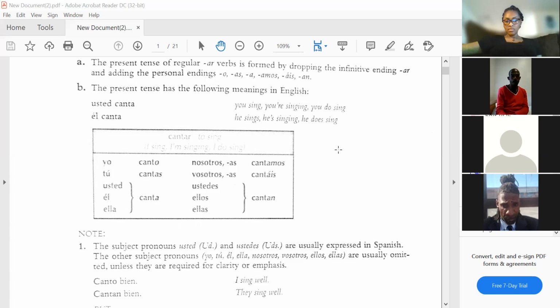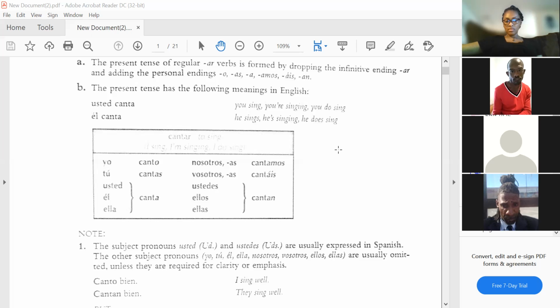O is I, period. So this is what I need to learn. If a verb ends in O, I'm saying I. If my verb ends in AS, I'm saying you. If my verb ends in A, I'm saying he, she, or the usted form, you. If my verb ends in AMOS, it's saying we. And if a verb ends in AN, it's saying they or the ustedes, which is the you plural. That's how I learned this part. I can take an easy verb like hablar, because we all know what it means, and change the ends up and just see how I get it.